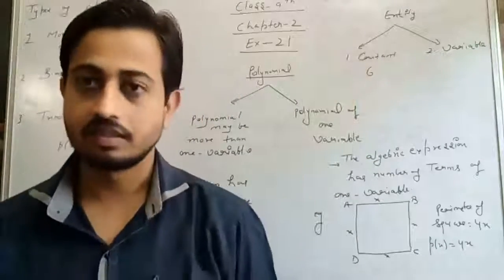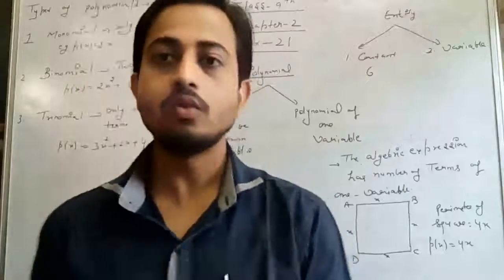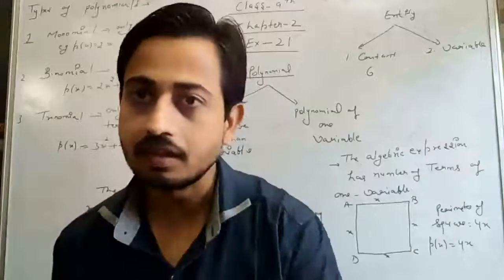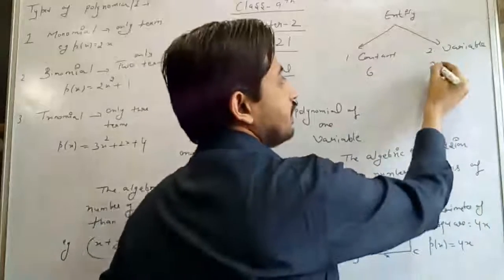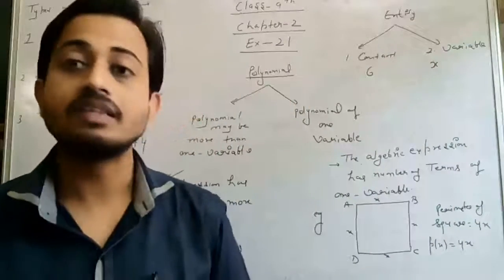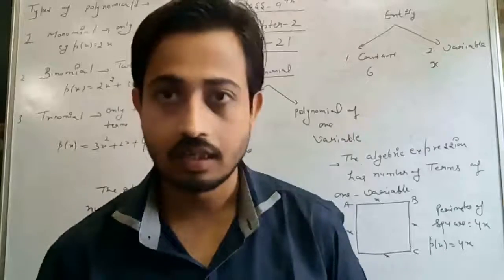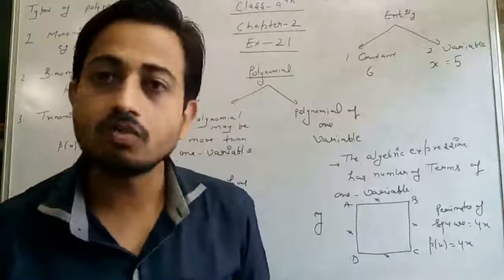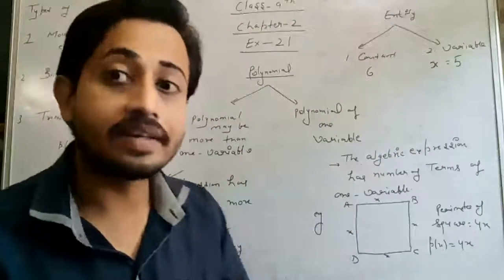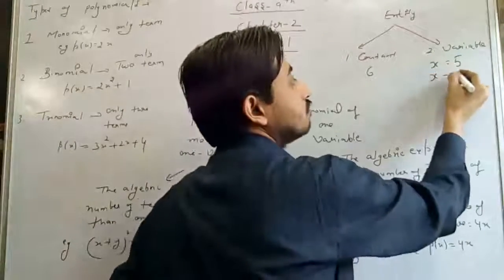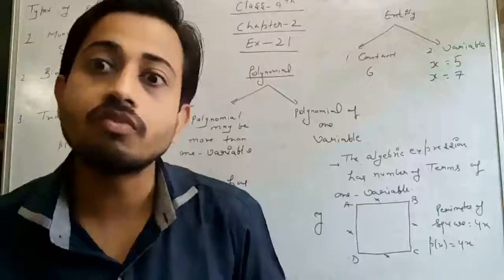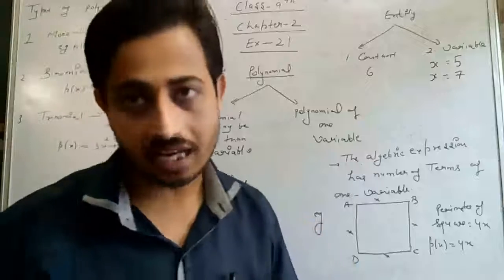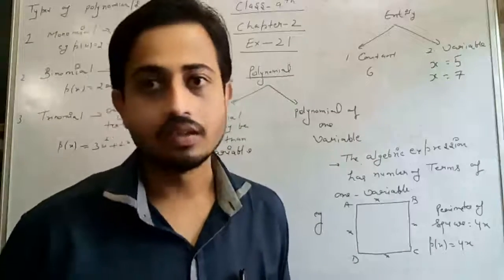The second one is variables. Any entity whose value can be changed is called a variable. For example, if I take x, x is a variable, but the value of x you cannot fix. Suppose I take x equal to 5, so the value of x is 5, but sometime later I take its value as x equal to 7. Now the value of x is 7, which means the value of x has changed according to time. So any entity whose value can be changed is called a variable.